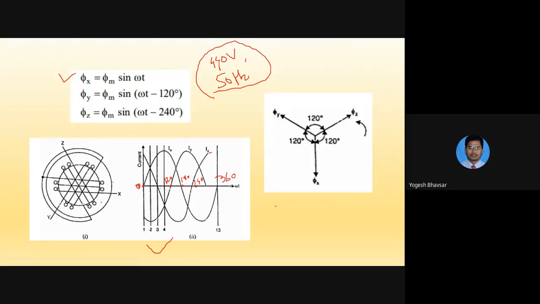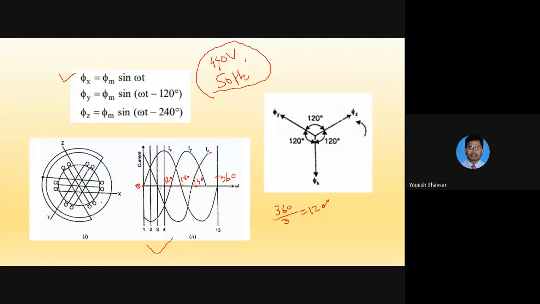Why 120 degree? Because the complete rotation will be 360 degree. So divided by 3, there will be 3 phases, so the value will be 120 degree. Right? So in between every 2 phases, there will be a difference of 120 degree. So the complete phase diagram, complete waveform for 3-phase supply, it is like this one.